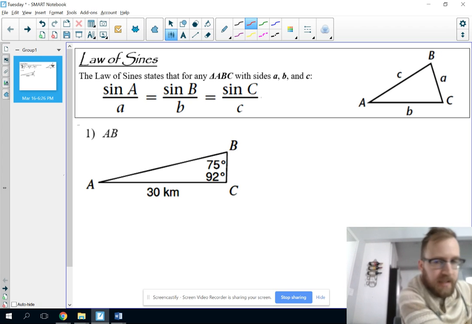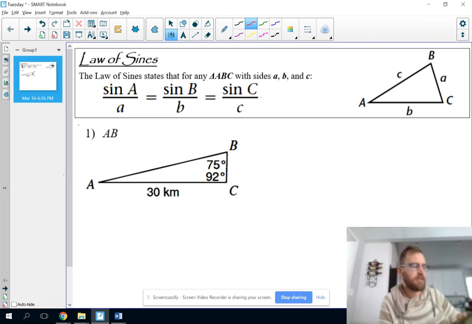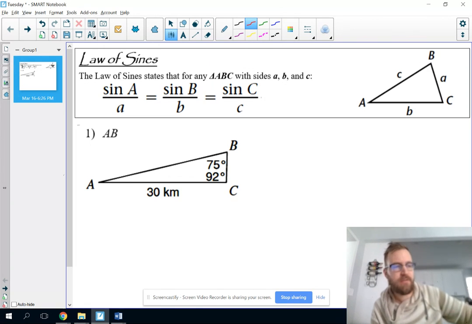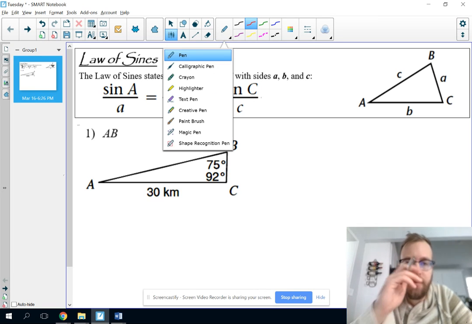All right, today's lesson, law of sines, finding missing sides. If you were at school yesterday, Mr. Shaw and I went over this with you, so you should have the problems done already. Otherwise, pay attention to number one here. We're going through one example.